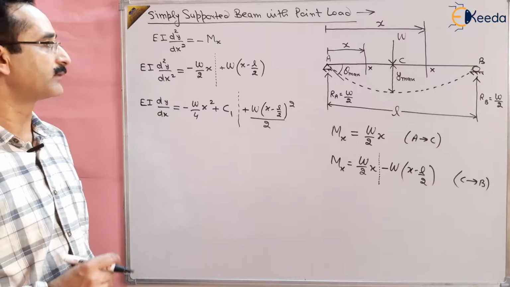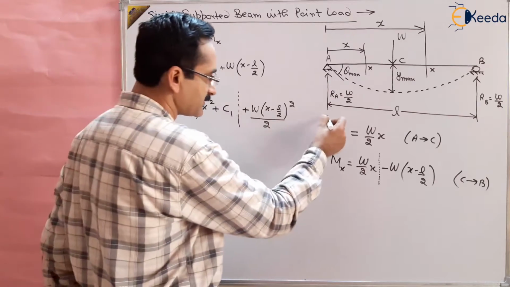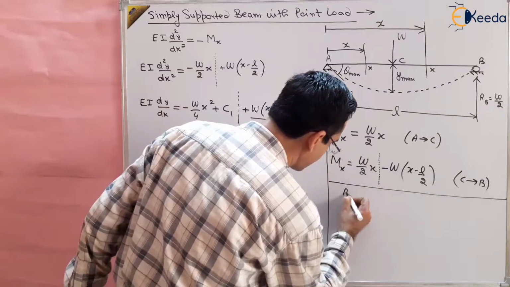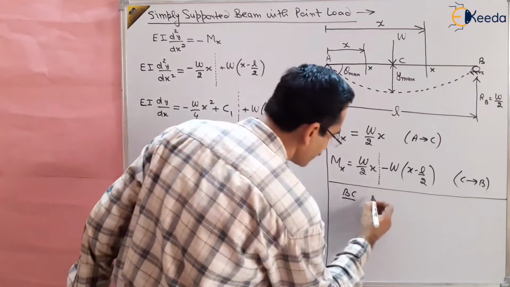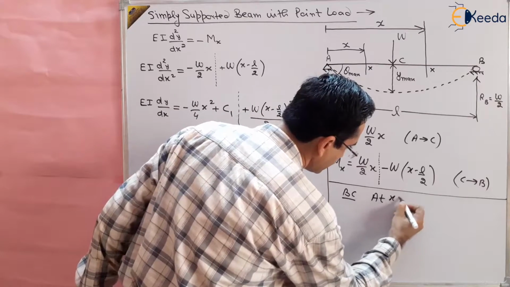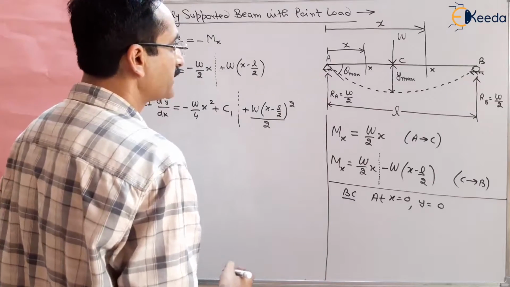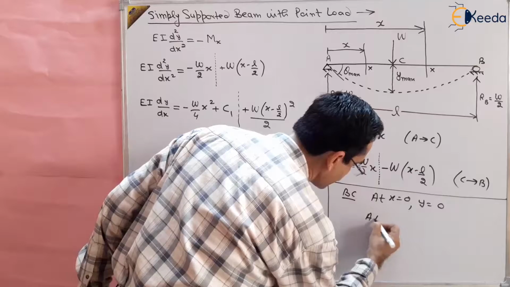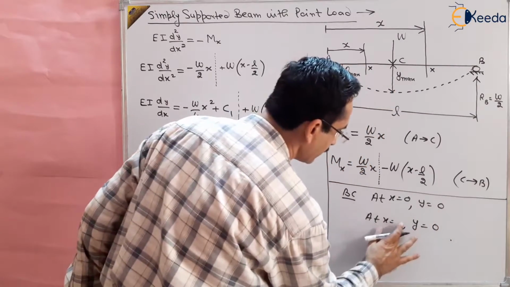How to find out C1? C1 can be found out using the boundary conditions. What are boundary conditions? Boundary condition is that at x equal to 0, y is equal to 0. At x equal to 0, y equal to 0, right? And another boundary condition is at x equal to L, y is again 0. At x equal to L, y is again 0, right? We have taken small l.